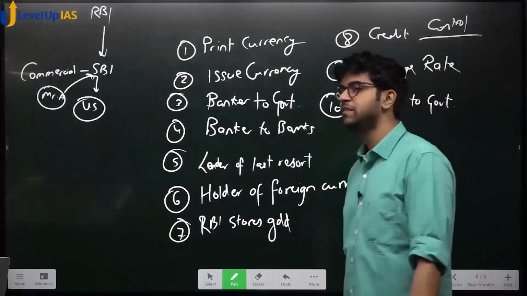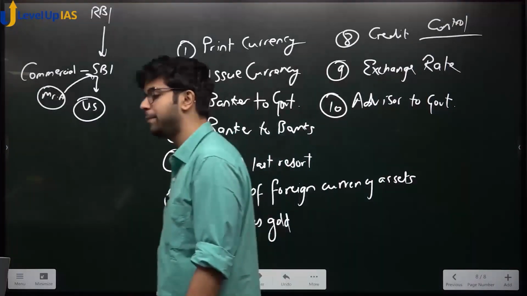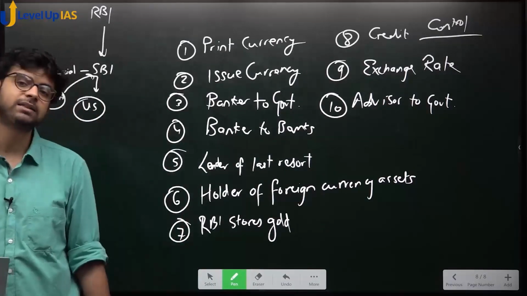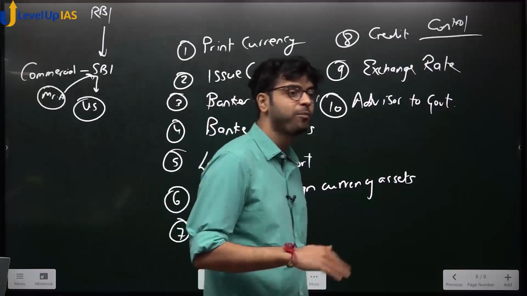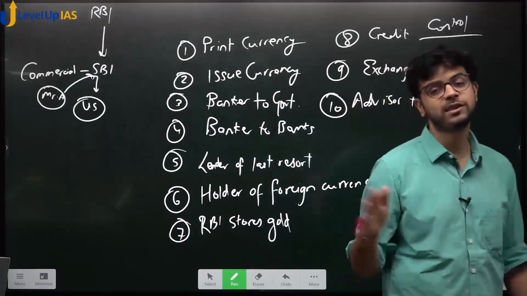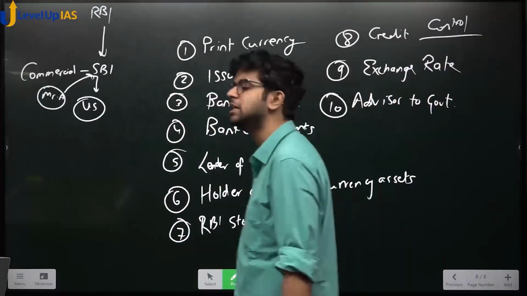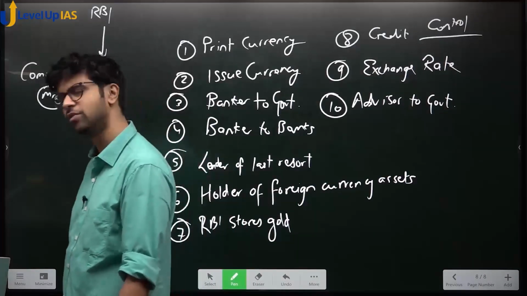Okay, same thing happened with Greece. Similar thing happened with Venezuela. Venezuela is a world example of hyperinflation. Hyperinflation is where prices are today 10 rupees, tomorrow 100 rupees, then 1000 rupees. Itna zyada it increases, hyperinflation. We'll cover all this in the inflation chapter, don't worry.